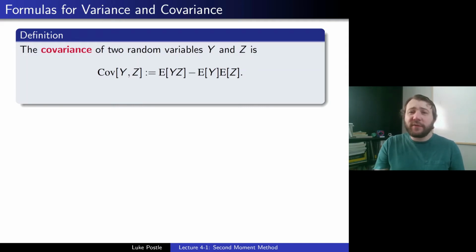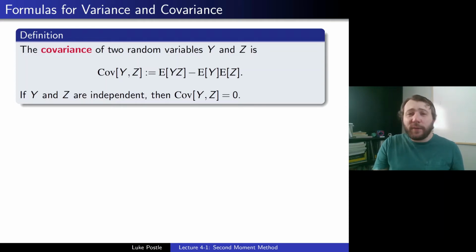Formulas for variance and covariance. An important concept that we're going to need is that of covariance. The covariance of two random variables y and z, which we'll denote as cov of yz, is the expectation of y times z, that's the product there, minus the product of their expectations. So what is this tracking? It tells you, in some sense, how dependent they are on each other. In particular, if y and z are independent, then the covariance of yz is equal to 0.